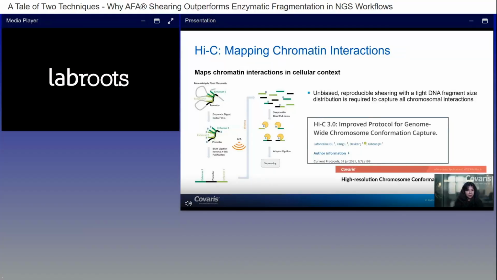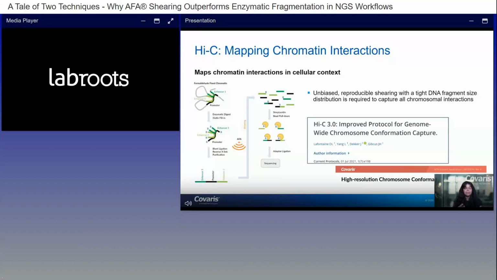Another workflow that really benefits from Covaris AFA is Hi-C. So Hi-C, much like ChIP, utilizes fixation to preserve interactions, in this case, chromatin-chromatin interactions. And Hi-C libraries end up being quite interesting. They end up being composed of all of these unique fragments containing junction points that reflect places where chromatin interacts spatially in a cellular context.